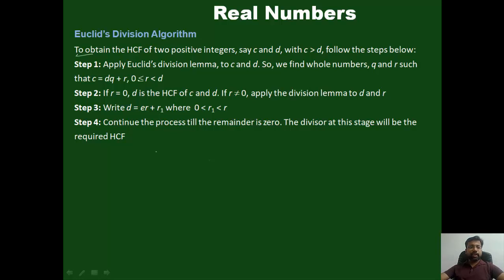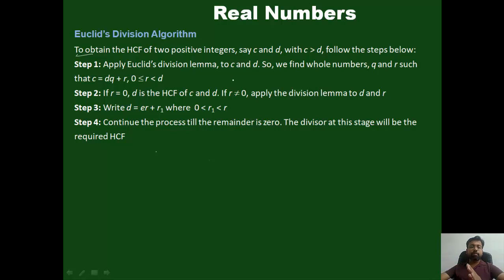It says that to obtain the HCF of two positive integers c and d, where c is greater than d, we have to follow the steps listed below. The first step is to apply the division lemma to the numbers c and d. C is the larger number, D is the smaller number.